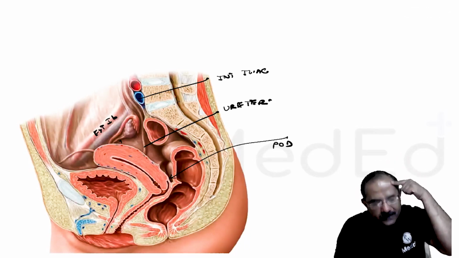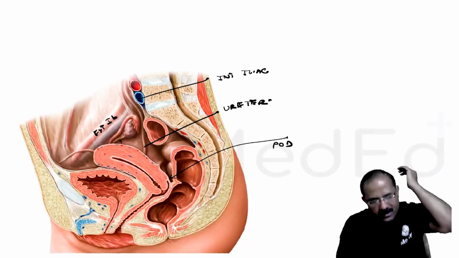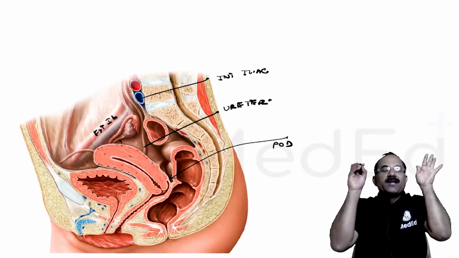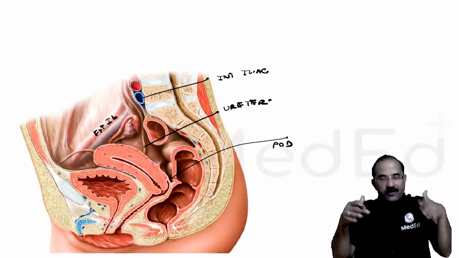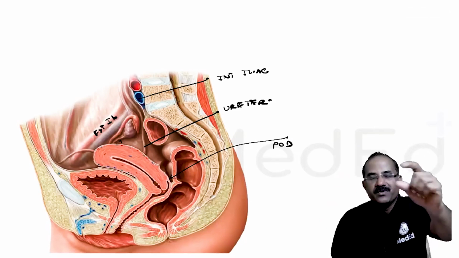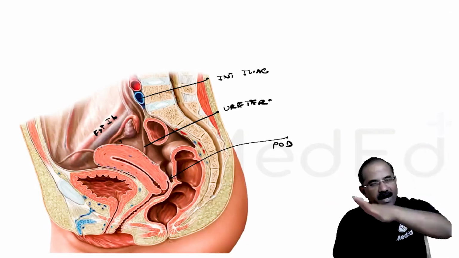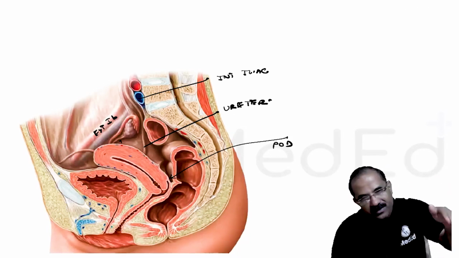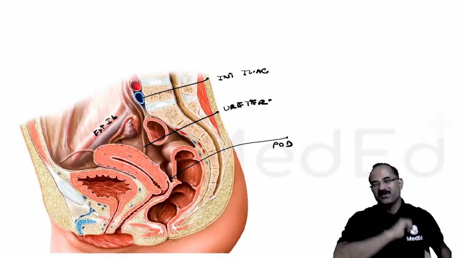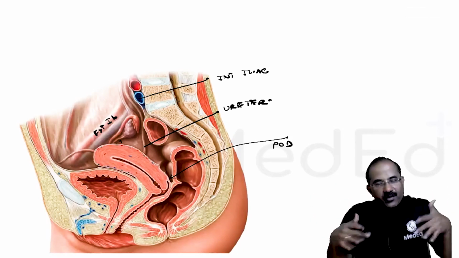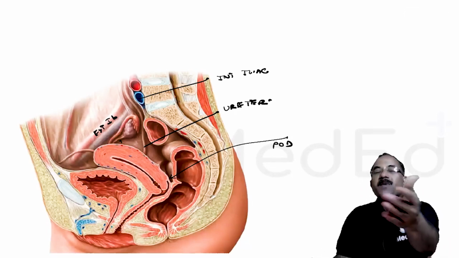ये याद रखना बच्चों, this recto-uterine pouch is the most dependent part of the body in standing position. So when we stand up, if there's any fluid in the body, it goes down into the recto-uterine pouch. Fine. And which is the most dependent part of the body in supine position? Another MCQ for you. If we lie supine, fluid in the peritoneal cavity will go to which pouch? Answer that.